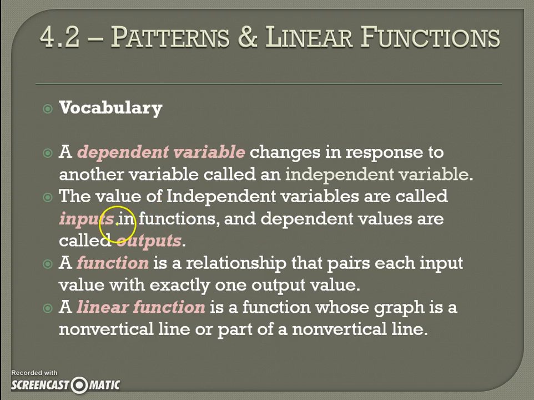Okay, so an independent variable is just some number that exists. A lot of times these are considered x values. Outputs are the values that we get from doing something to the input. And oftentimes you'll see those be y values. A function is a relationship that pairs each input value with exactly one output value. And we'll talk more in detail about what exactly that looks like a little bit later in another lesson.